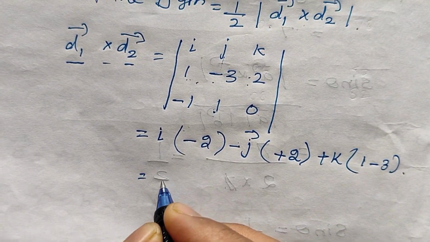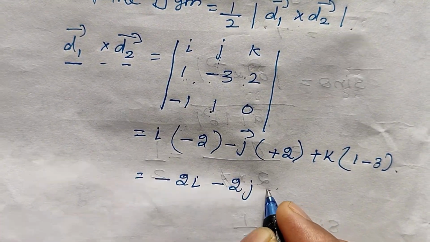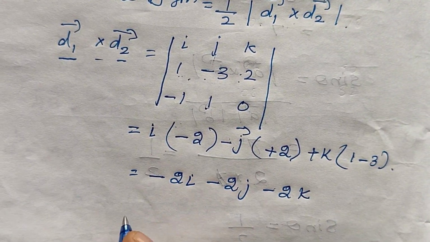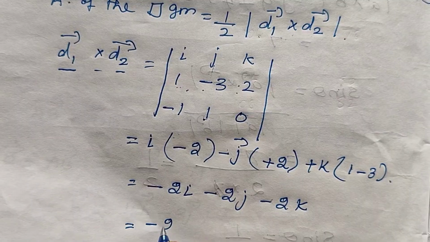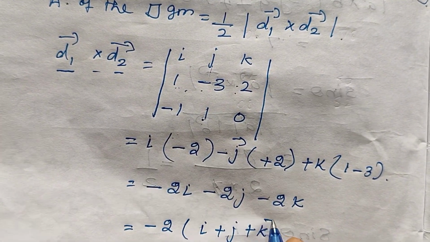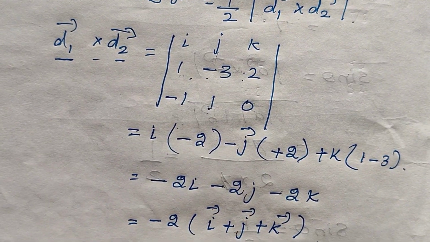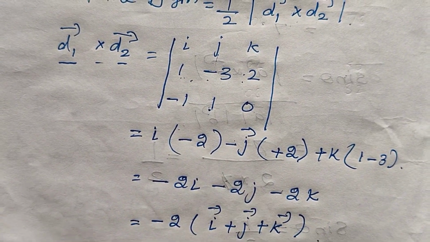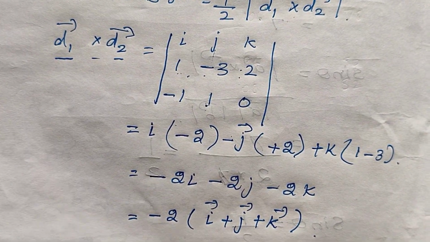So that is equal to minus 2i minus 2j minus 2k. So here you have to take minus 2 outside. So what you get is i plus j plus k. Next, area of the parallelogram equal to 1 by 2 magnitude of d1 vector cross d2 vector.